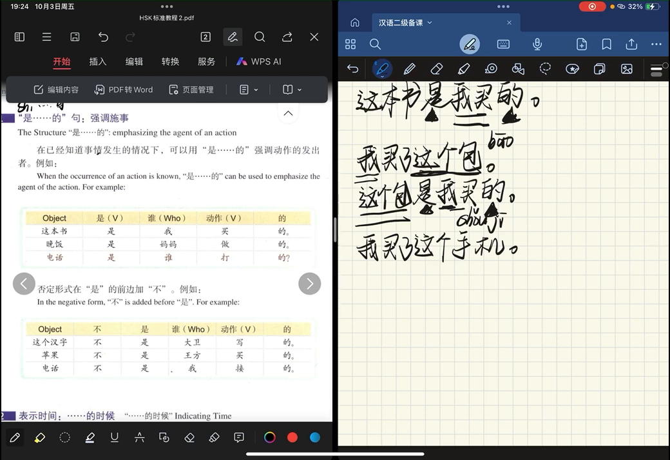Okay, so the answer is we move the object to the front. 这个手机是我买的。Okay, another one.